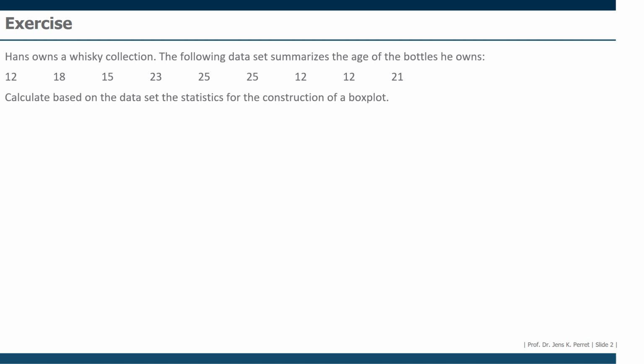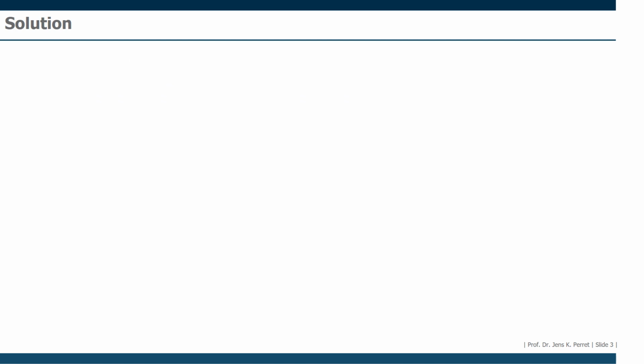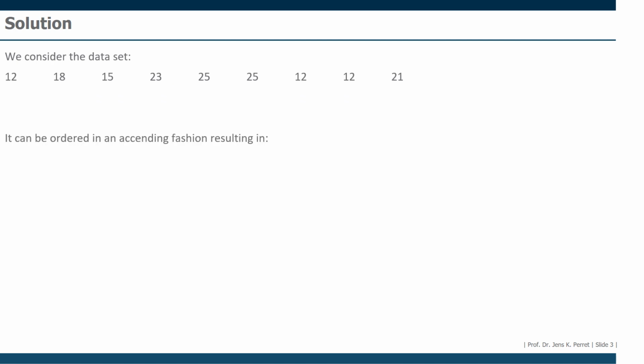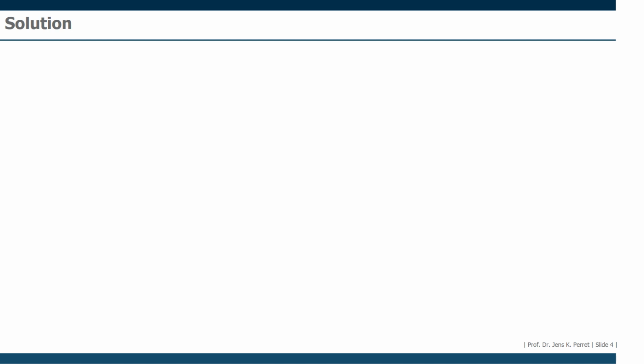Before we start with this task, however, we're going to reorder the data set. So we're going to take this data set and order it in an ascending fashion, starting with the smallest values and always increasing until we get to the largest values. We're going to do this because this will make our work in the next part much easier. So, we're going to use this ordered data set and now we can actually start our work.